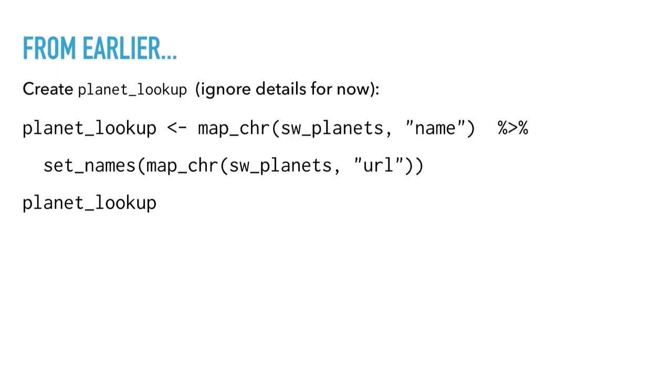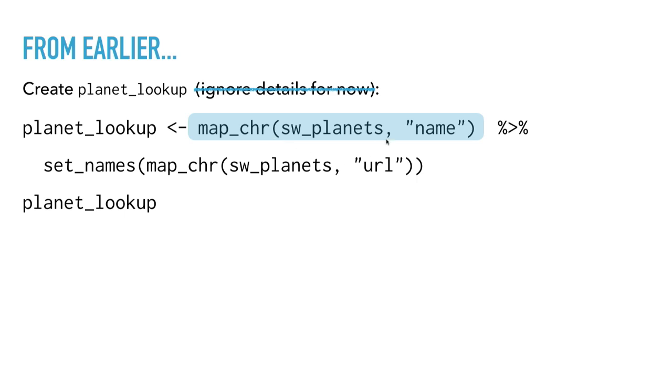Okay, so I showed you this earlier. I got you to create the planet_lookup object, and I told you to ignore the details, and now I want to talk about them. So what's happening here? The first thing to notice is I'm doing two things in succession. The first thing I'm doing is using map_char to pull out the name element from every planet in the planets object. Because I'm using map_char, it's going to give me a new vector. It's going to be a character vector, the same length as that original planets object, and all it's going to contain is the name of the planet.